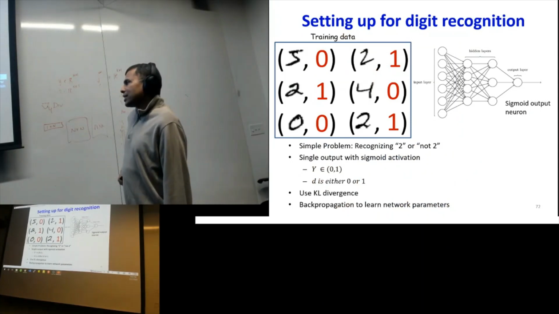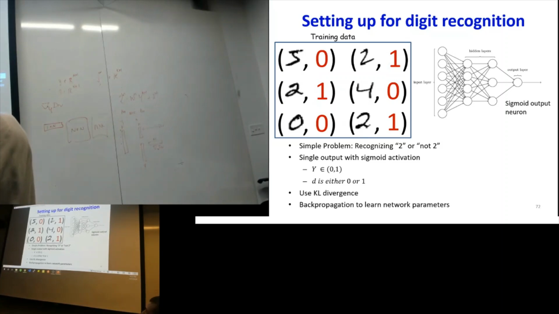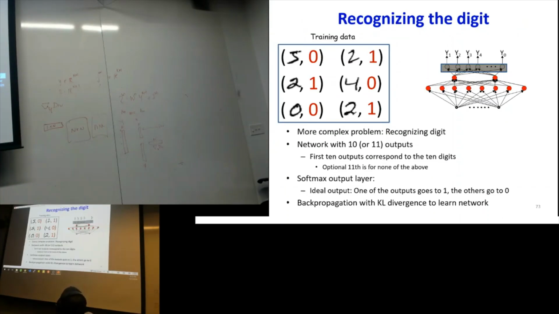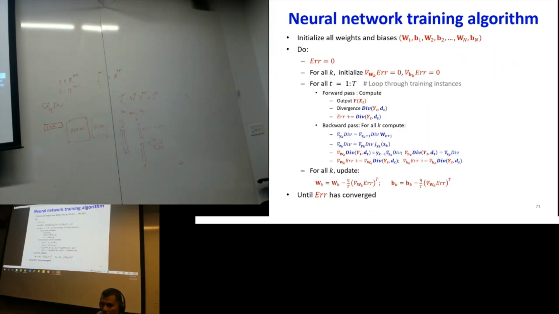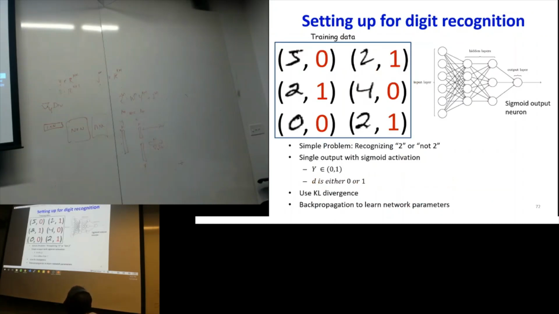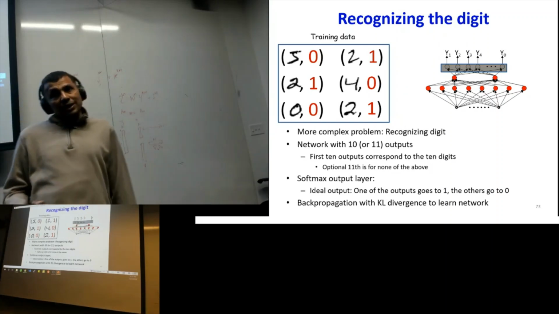So setting up for digit recognition, say, here's what you do. You'd have a simple problem, for example, recognize something as 2 or not 2. Then your network in this case is going to be a single output with a sigmoid activation. The desired output is either 0 or 1. You typically use the KL divergence. You'd use backpropagation to learn the network parameters. And backpropagation, of course, is going to be computed using this little bit of pseudocode, or code which looks like the pseudocode.